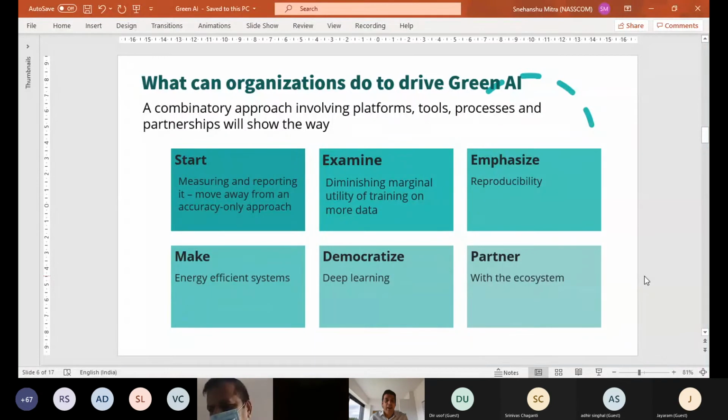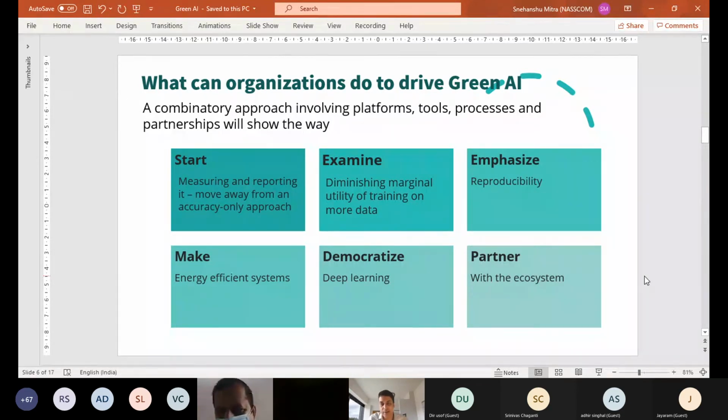AI truly needs to be democratized such that those learnings are shared and we are able to build our own specific solutions on the bedrock of those shared learnings. And hence, democratization of deep learning and artificial intelligence will be a big enabler in saving computation power and using it where it is absolutely necessary.